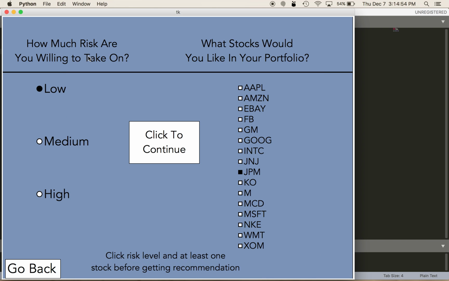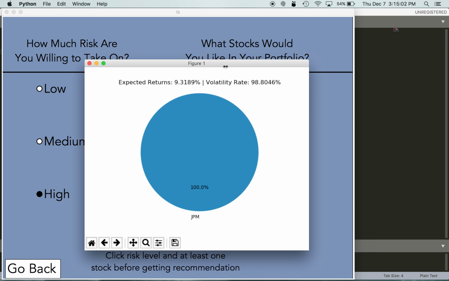But then if you're a user on the other side of the spectrum and you want a high risk portfolio with just JP Morgan, obviously you would only want JP Morgan stock because it has the highest expected return. It also has a high volatility rate, but you don't really care about that if you're looking for high risk, so you don't need to have Treasury bills in your portfolio.